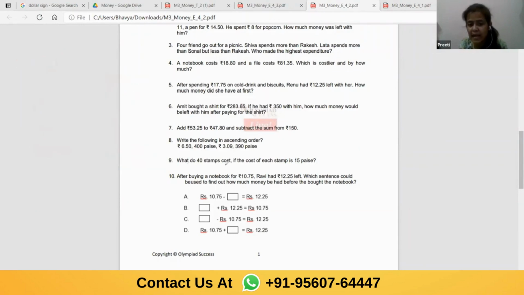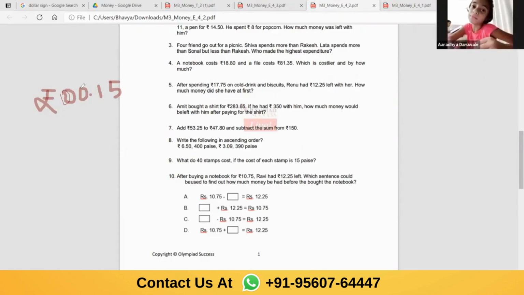What do 40 stamps cost if the cost of each stamp is 15 paise? You all know this is how I have to write 15 paise, correct? If I have to write it in rupees and paise, it will be like this: 0 rupees and 15 paise, correct? Yes, ma'am. Now we have to find out the cost of 40 stamps.